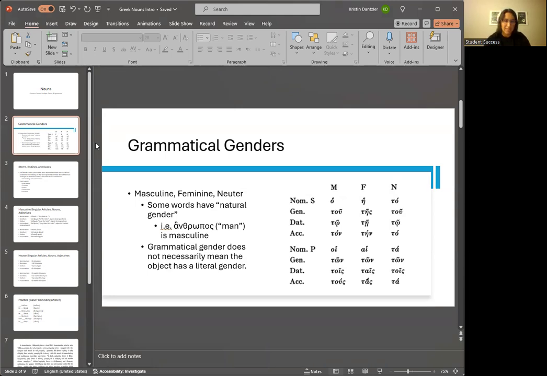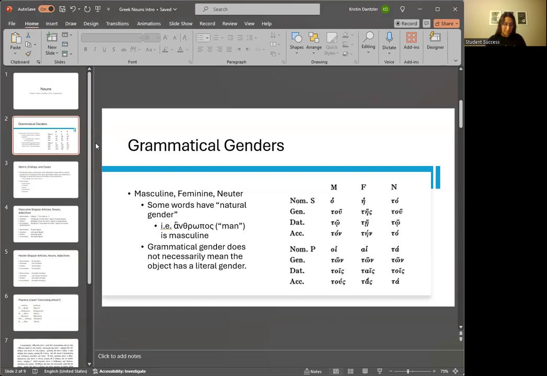So again, in Greek there are three genders: masculine, feminine, and neuter. Some of them are obvious. Some of them have what we call natural gender. So anthropos means man, and that is a masculine word. It will take a masculine article in the sentence. And why? Because man is masculine. That makes sense. But grammatical gender doesn't always mean that the object has a literal gender.